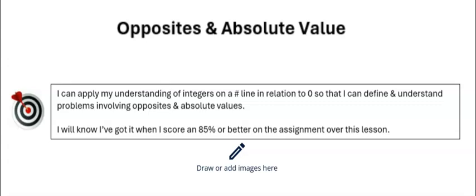So in this lesson, we'll be learning about opposites and absolute value. I can apply my understanding of integers on a number line in relation to 0 so that I can define and understand problems involving opposites and absolute values. I will know I've got it when I score an 85% or better on the assignment following the lesson.